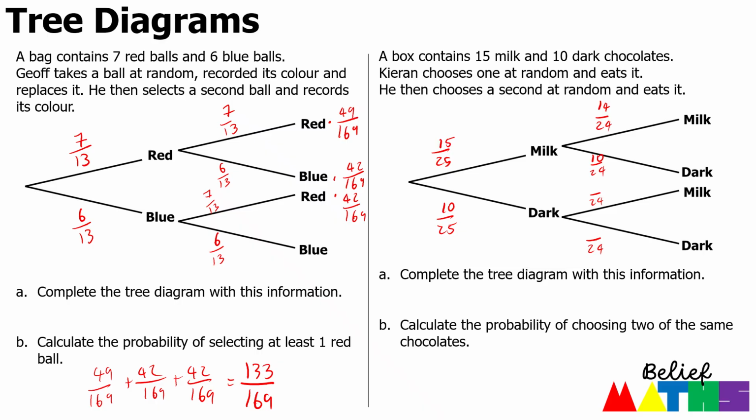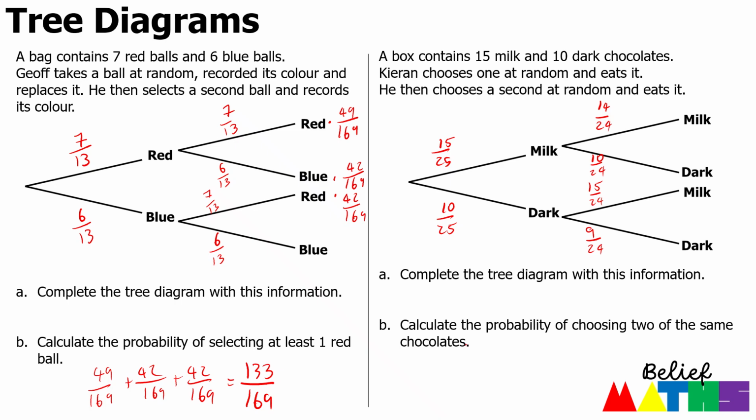In the same sense, if he's chosen a dark, then we're restarting again, so he's back to having 25 chocolates in there. He chooses a dark, so therefore there are 15 milk left in there, and there are 9 dark. So the last one says, calculate the probability of choosing 2 of the same chocolates.